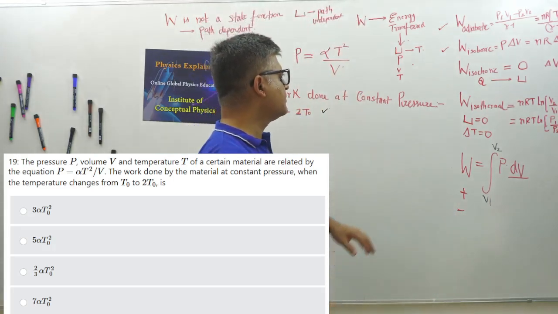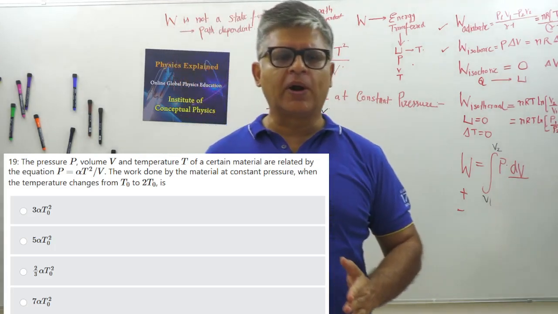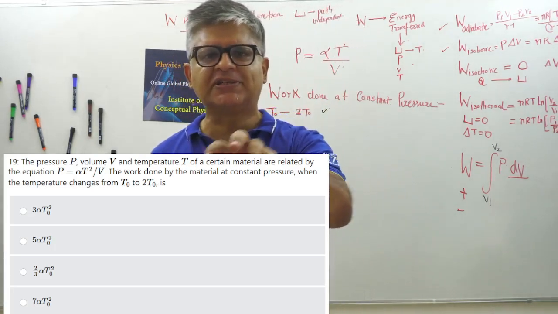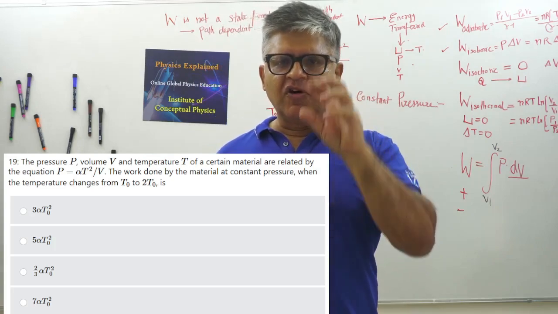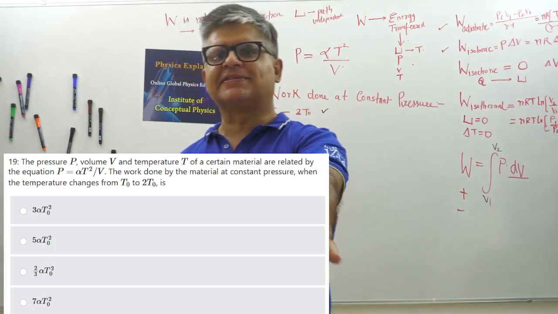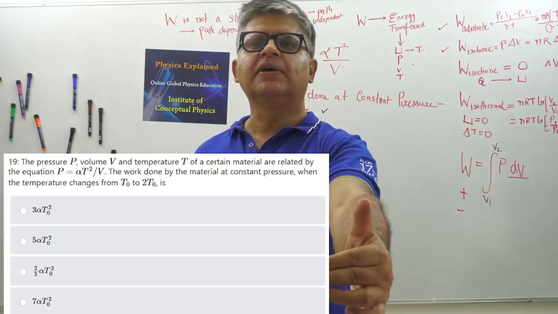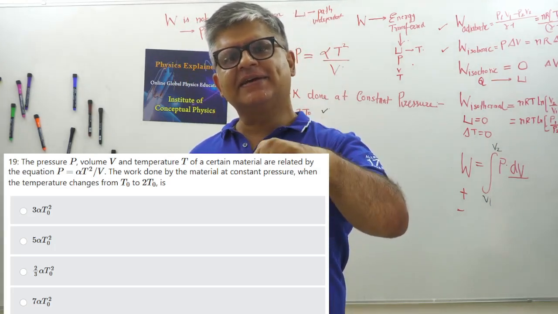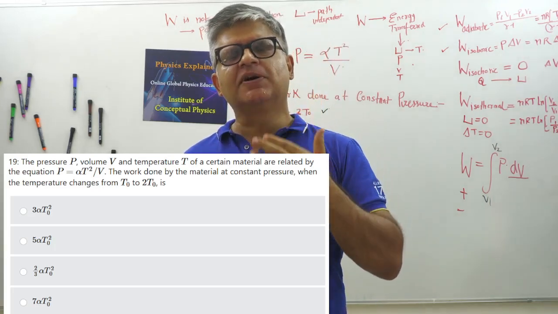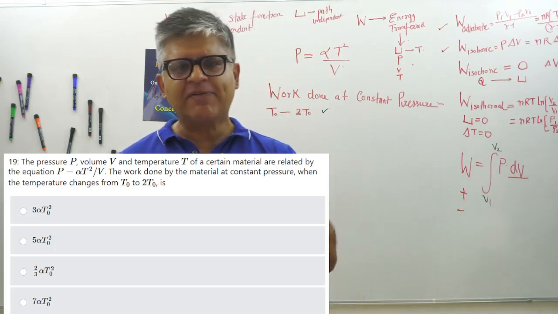Okay, very important point. The third very crucial point about the work done is whether the work done is positive or negative. The work is positive in expansion when the volume increases. That means the gas does the work on the surroundings. The work done is negative when the surroundings do work on the gas. It's a compression. The volume goes down. Okay, a very important point.